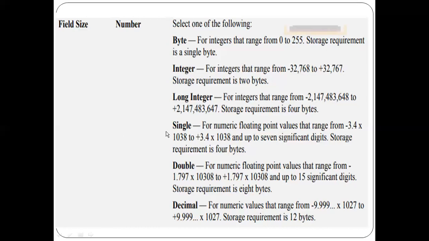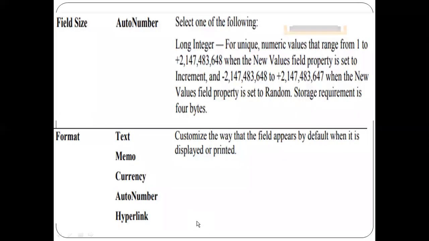Then comes the double of the single, and then the proper decimal. So it is the largest of all. Depending on the number size which you are going to enter, you just go on concentrating on these things so that there is no heavy load on the database also, and you are very specific while you enter the data. So this is regarding the number data type.